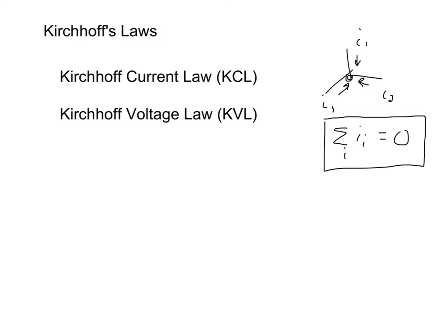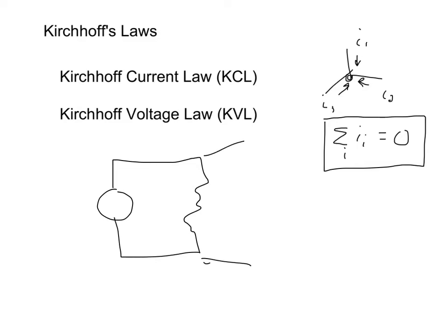Kirchhoff's voltage law, on the other hand, says that the sum of voltages around a loop must be 0. And so let me draw a circuit, a small circuit. So here I have a voltage source, here I have a resistor, and I come back, and I can have other things connected in various places, and so I can have nodes here.